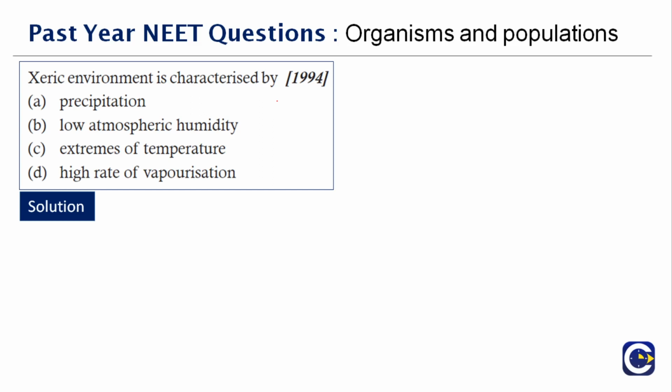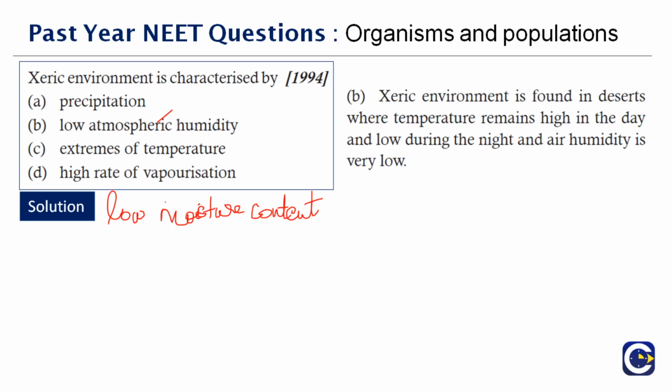Okay, xeric environment. Now, this environment is characterized by low atmospheric humidity. It is the environment of a moisture deficient area. It is found in the desert. It is characterized by less annual precipitation, low rate of vaporization, low atmospheric humidity. So you can resemble the low moisture content here. Everything will be low. Low vaporization, low atmospheric humidity, low temperature at night, and high temperature in the daytime. So xeric environment is characterized by low atmospheric humidity. Therefore, the right answer is option B.